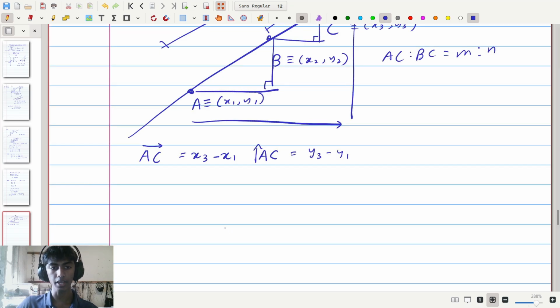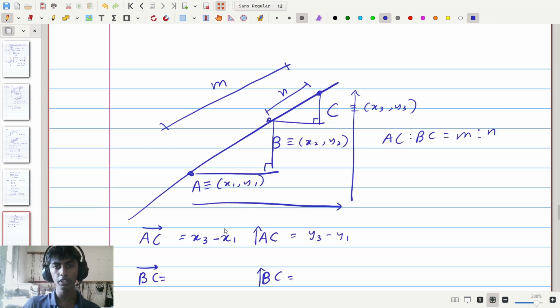In the same way, if I take the horizontal and vertical distances of BC, if I write them in the same way, horizontal distance BC and vertical distance BC, I will find the horizontal distance from B to C. This distance I want to find is x3 minus x2. So BC horizontal is x3 minus x2. Similarly, the vertical distance from B to C is y3 minus y2.